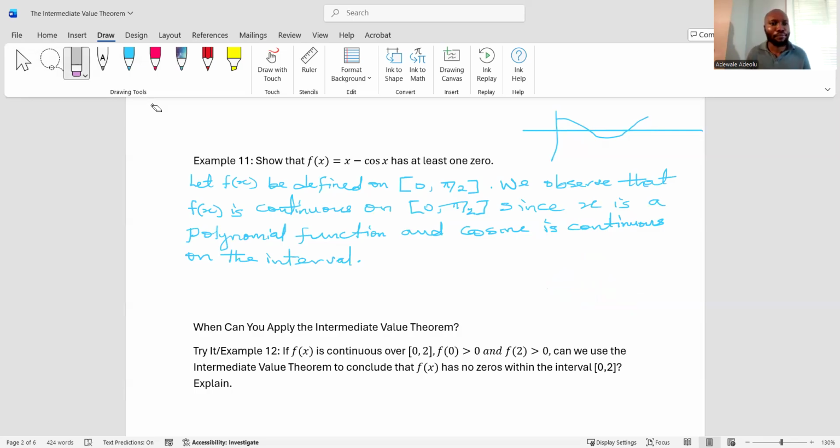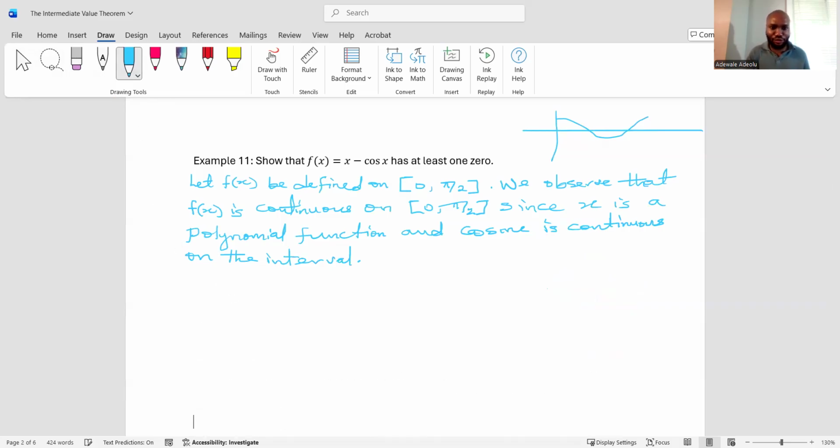Okay, now let us check for signs. That is the next thing we need to do. So we need to compute f of 0. F of 0 is going to be 0 minus cosine of 0, which is 0 minus 1, which is negative 1, and it is less than 0.